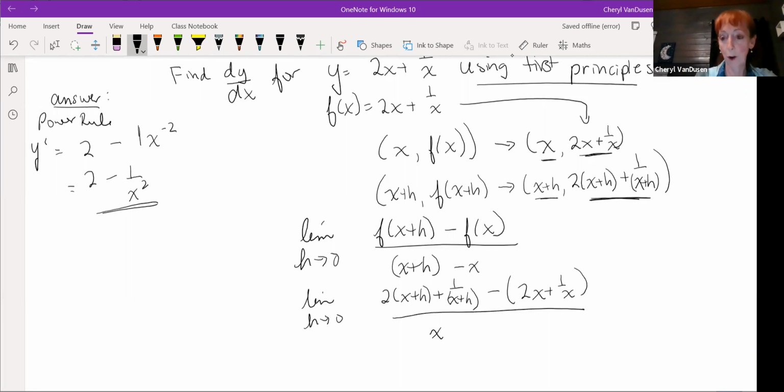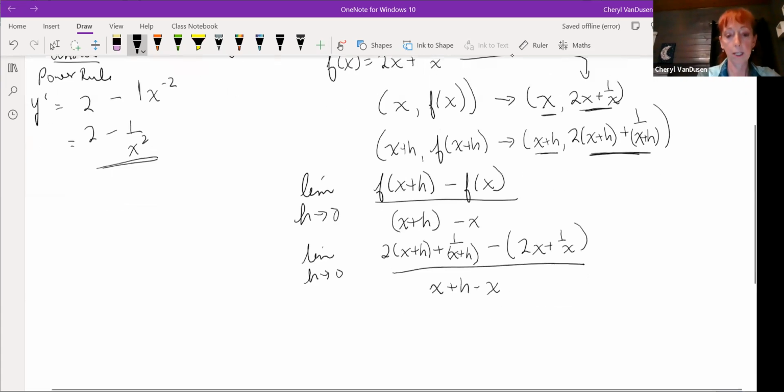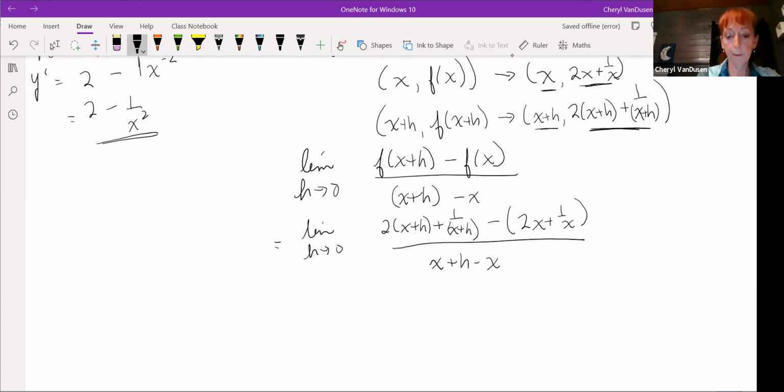The denominator, thankfully, is not going to be hard. Okay, we're going to get some things canceling there. All right, next step. So we've got to do some algebra here. Do some expanding of the brackets. 2x plus 2h, getting the 2 to go through the brackets. Can't really do much with 1 over x plus h, so let's just leave it sitting there for now.